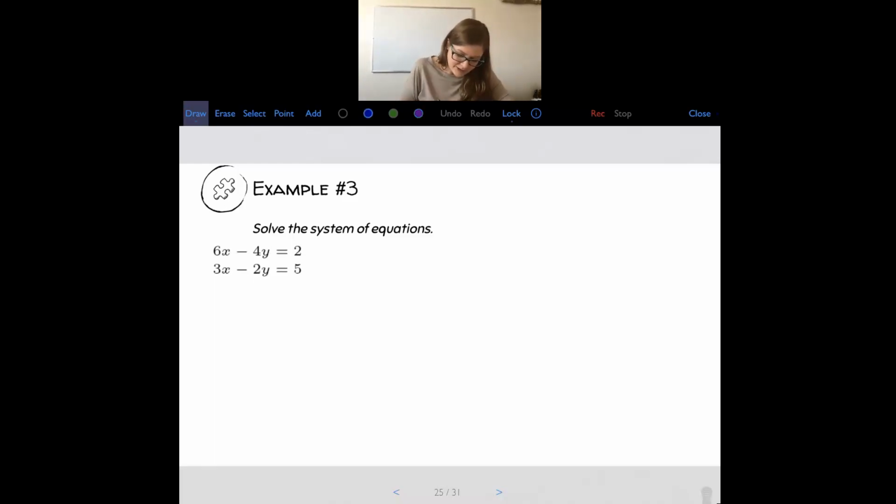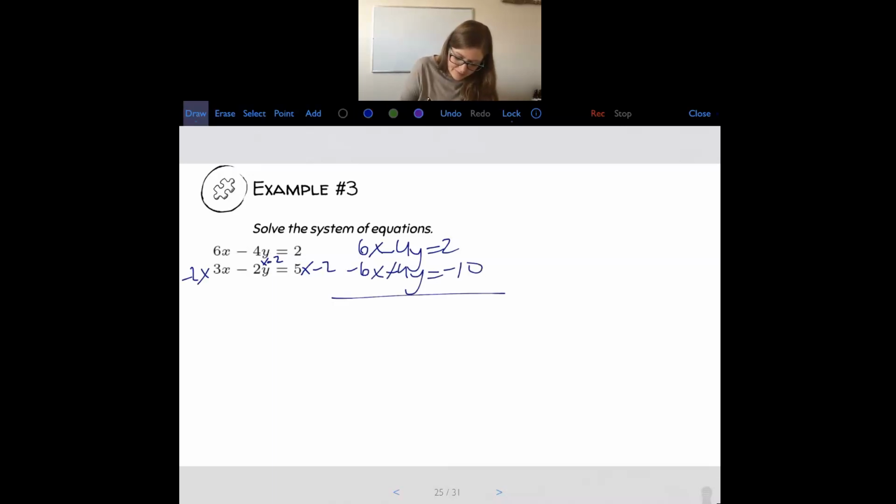So in my top equation, I have 6x minus 4y equals 2. Then I have 3x minus 2y equals 5. I'm going to match 2y to be positive 4y so that when I add them, they cancel out. So if I need to multiply this by negative 2, I multiply everything by negative 2. So I have 6x minus 4y equals 2. And then in the bottom, I will have negative 6x plus 4y equal to negative 10.